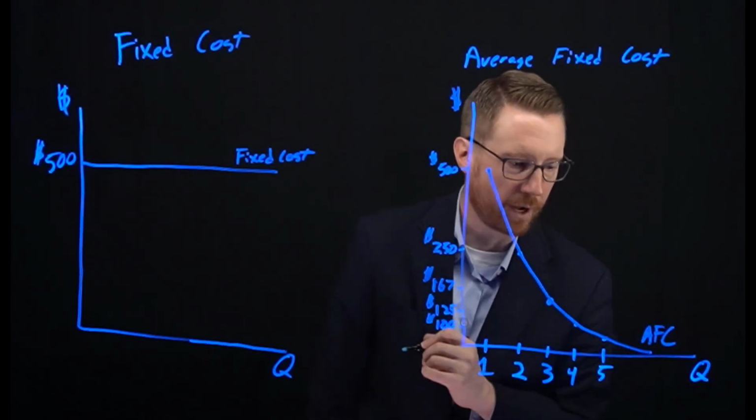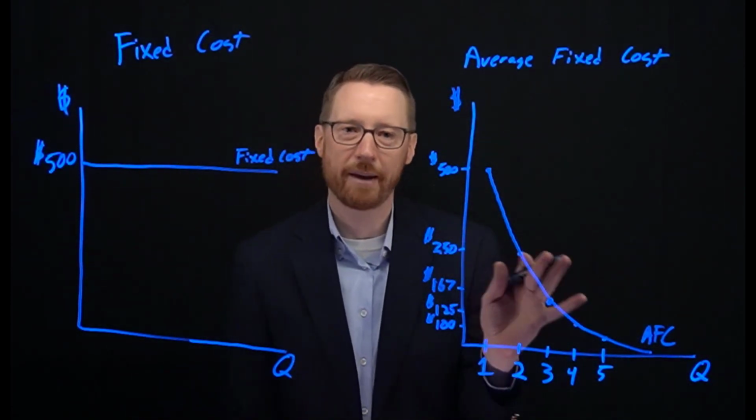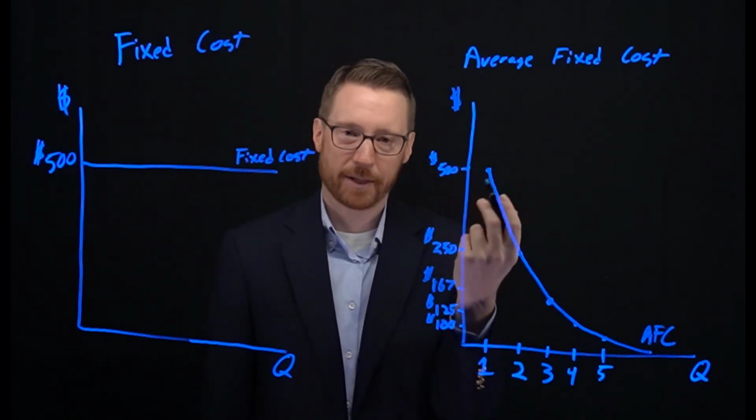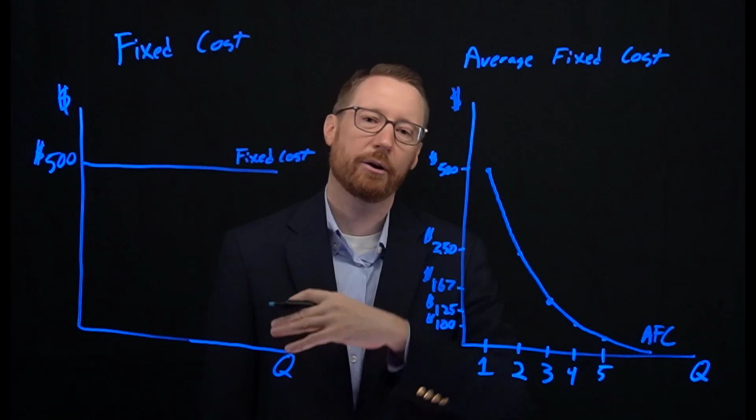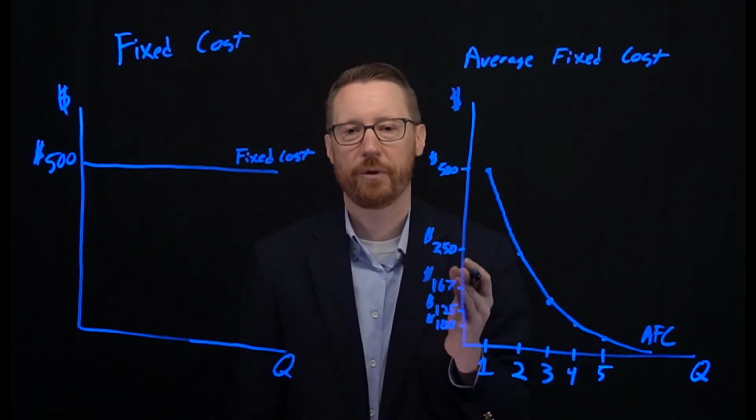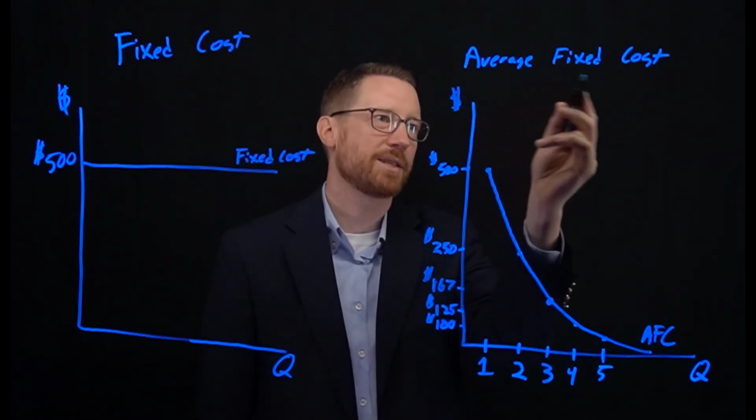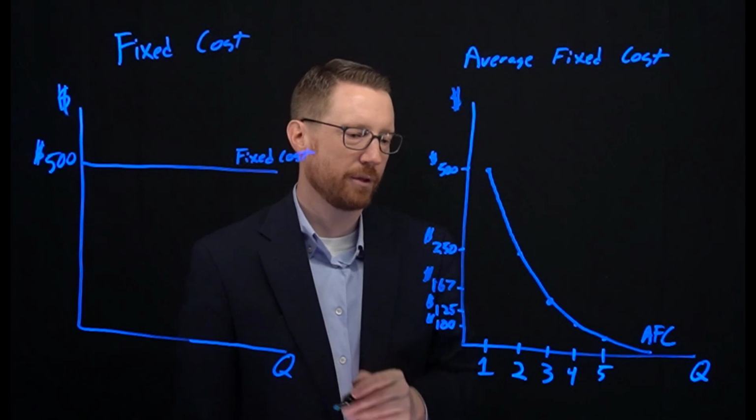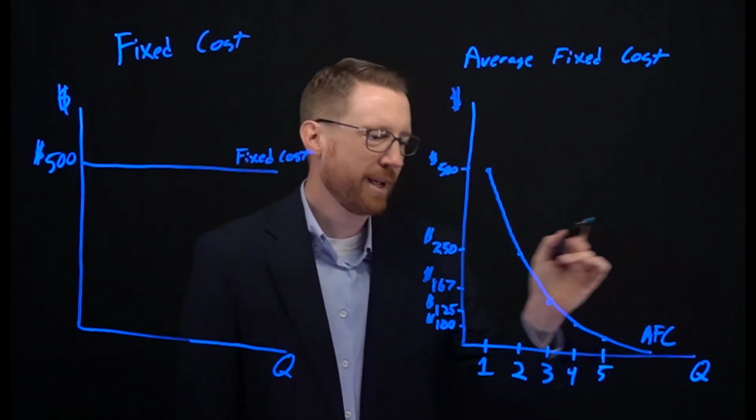Average fixed cost. So it'll never actually get to 0 because there is a fixed cost, but as we spread it across more and more units, it approaches 0. Hopefully you're getting a feel for why this average fixed cost decreases as we increase the number of units, and why it sort of flattens out as it goes.